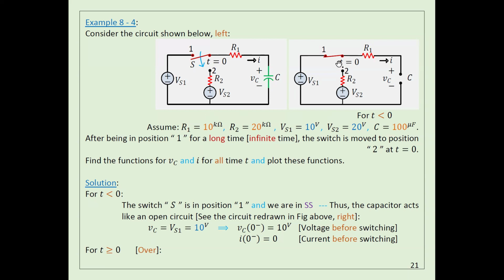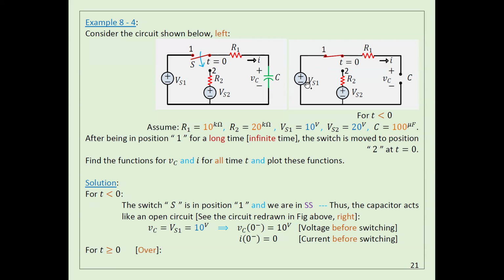So I told you this was before time 0. Before time 0 it was something like that. This capacitor was already in a steady state, and you already know that if the capacitor is in a steady state, the voltage across it equals Vs1.